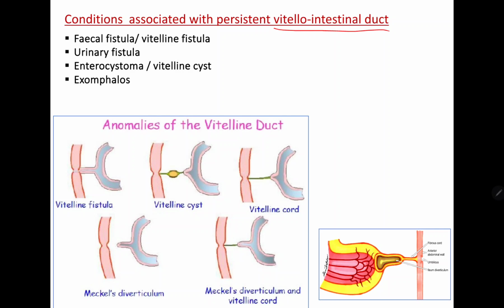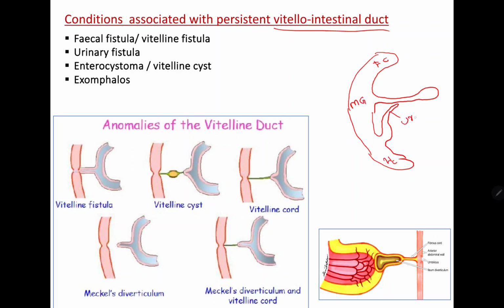The first one is called, we have seen that. See, I am drawing again. So we have the foregut, this is the midgut, and this is the hindgut. This is the urachus or the allantois. This is the vitellointestinal duct. Then what happens actually? This persistent vitellointestinal duct leads to Meckel's diverticulum.